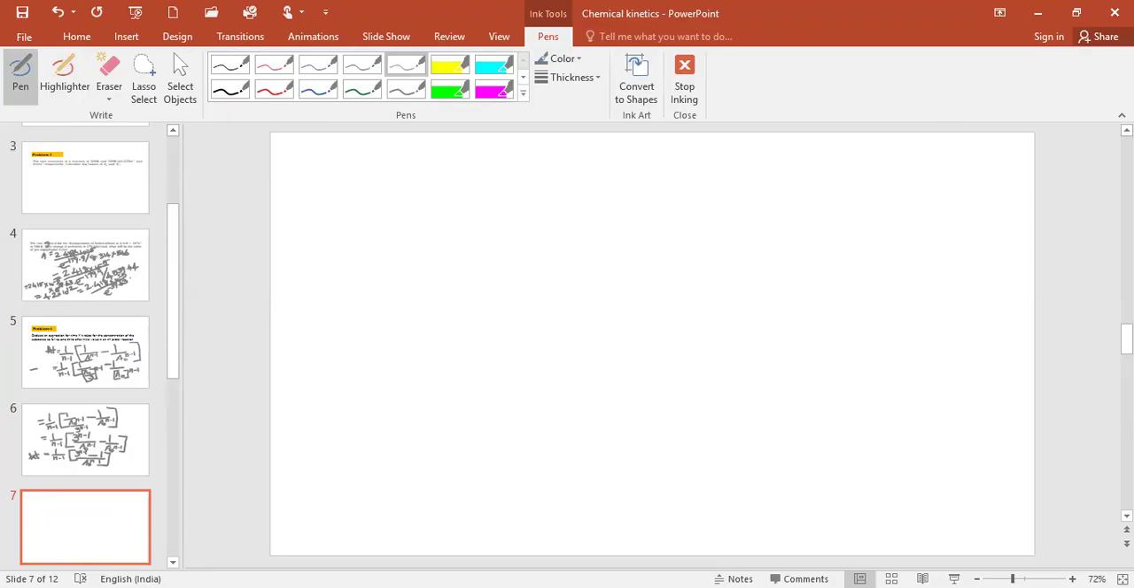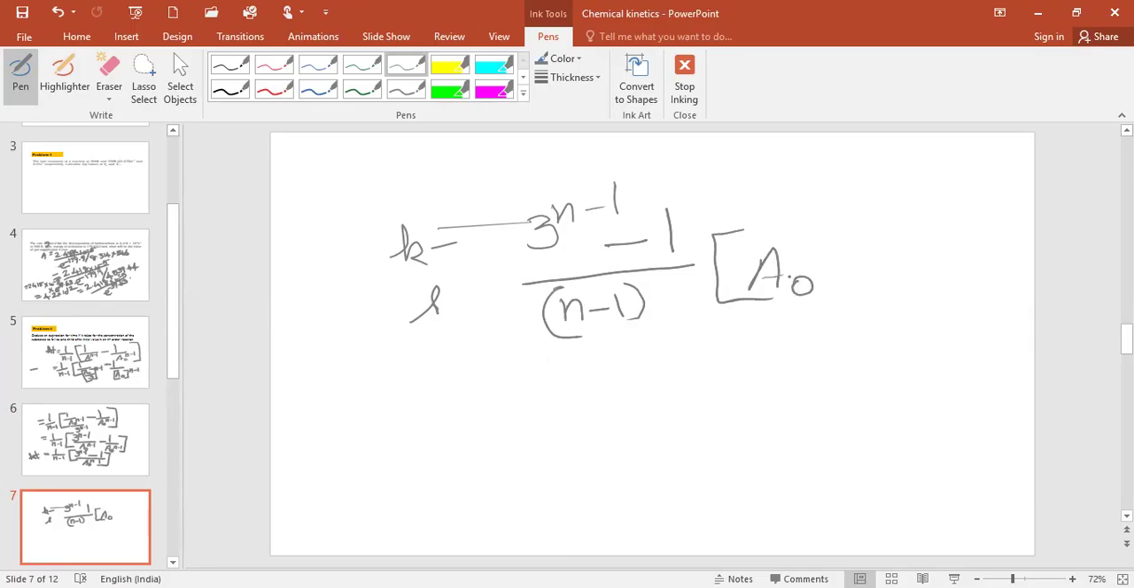Therefore, I can write Kt is equal to 3 to the power n minus 1 minus 1 divided by n minus 1, close the bracket, and a0 moves upwards, so n minus 1 becomes 1 minus n. So this is the formula.